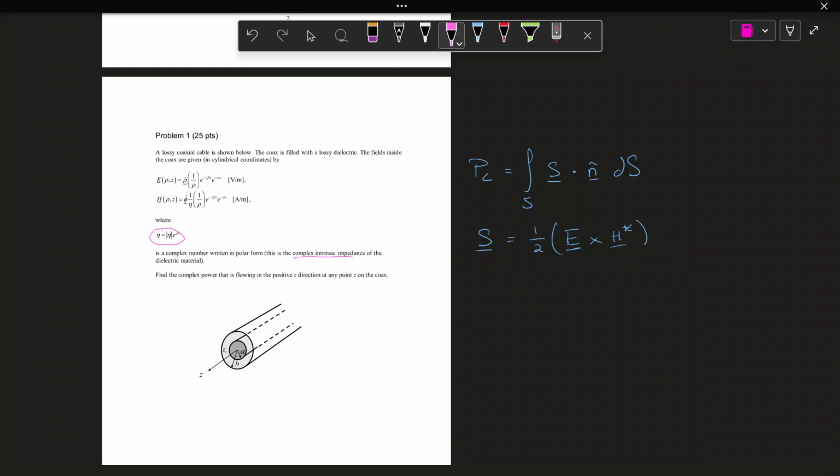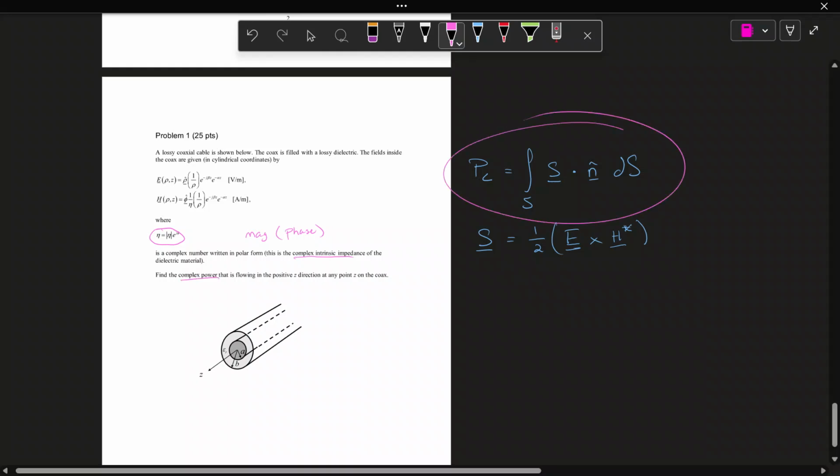Remember, polar form gives you the magnitude and your phase. You can use Euler's identity to change it into cosine plus j sine of your phi value. In our case, that's rectangular, where you're given it in polar. That's very important for this type of problem. And it says find the complex power. Perfect, we found the complex power here.